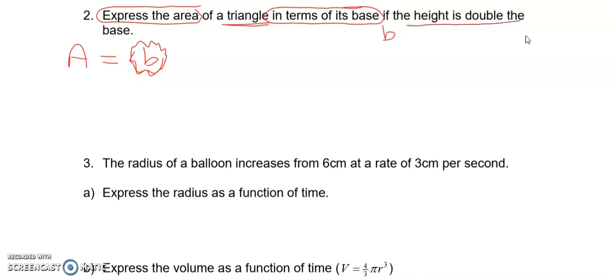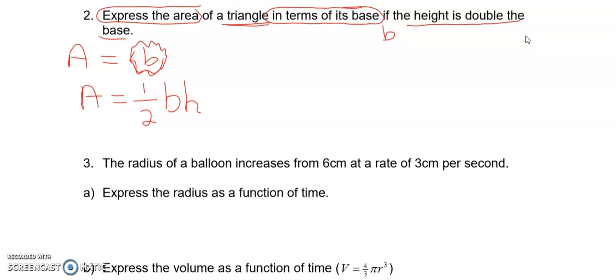If the height is double the base. Now, that means something. We can get an equation just from that. But the first thing I'm going to do is write down the formula for the area of a triangle. And I'm hoping you all remember that. It would be on that sheet of formulas anyway. The area of a triangle is 1/2 the base times the height. Now, there are other formulas for the area of a triangle, but that's the one they're referring to in this case.